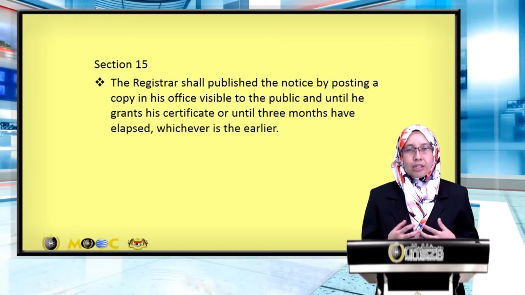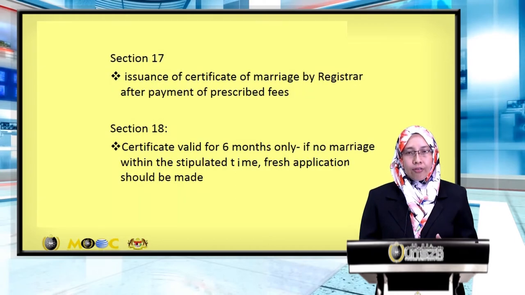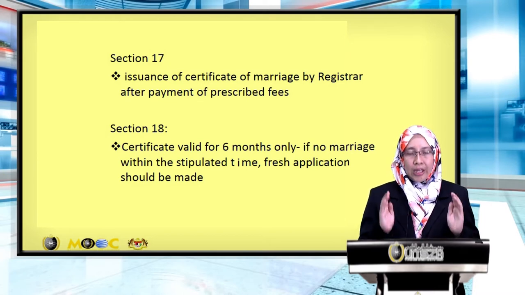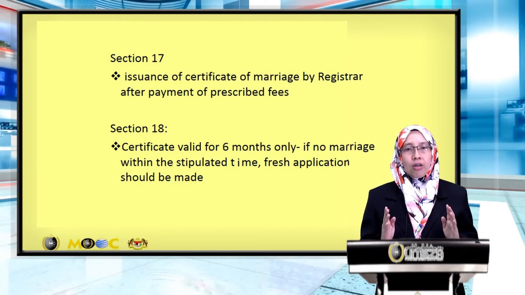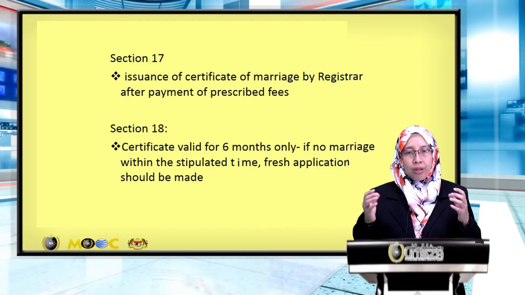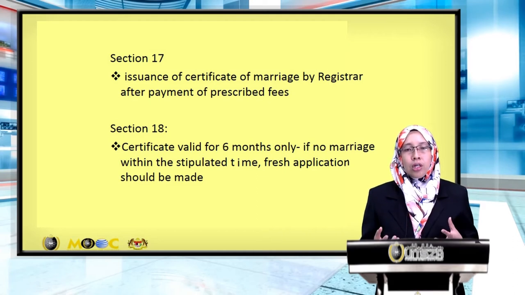Okay, after the registrar has published the copy of the notice in his office, then according to section 17 of LRA, the registrar shall, at any time after the expiration of 21 days from the date of publication of the notice, issue the certificate for marriage in the prescribed form. And this can only be done after payment of the prescribed fee by the parties. And please take note that the certificate lasts for 6 months only.